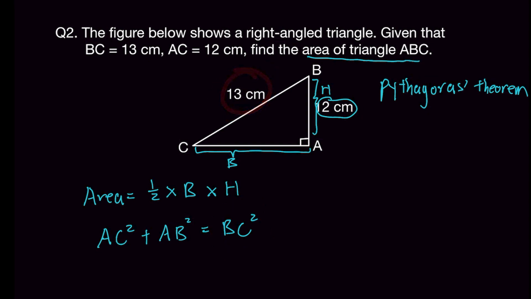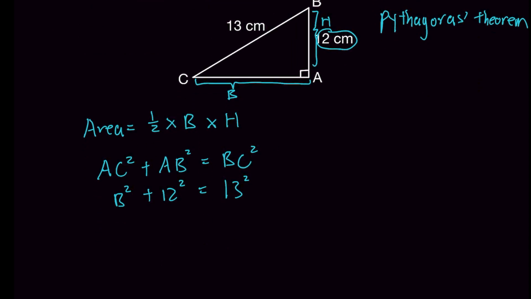Right here, let's fill in the blanks. AC is the base that we're trying to find, and AB over here is 12 cm, so it's 12 squared, and BC is actually 13, so we put in 13 squared. We just want to solve for the value of B. Let's move everything to the right hand side, leaving only B on the left hand side. So we have 13 squared minus 12 squared, which will give us B squared.